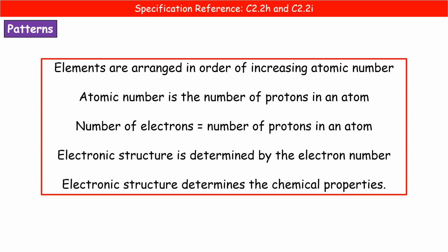So what that does is it also backs up that idea of all of these elements in group 1 reacting in a similar way, because hopefully we remember that group 1, all the elements have 1 electron in their outer shell. So they've got that similar electronic structure, which means they have similar chemical properties.